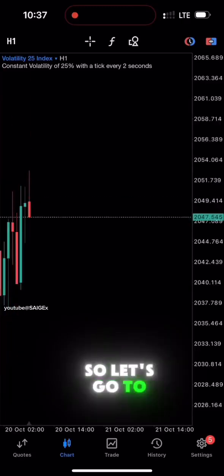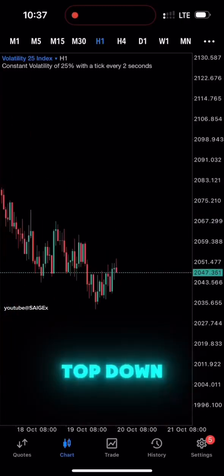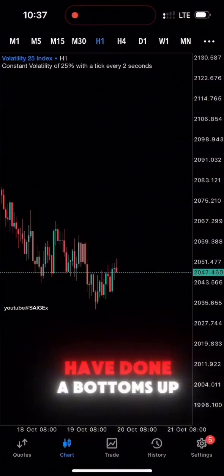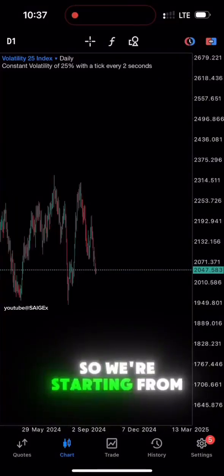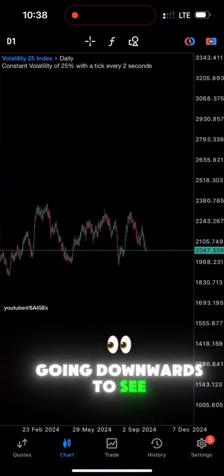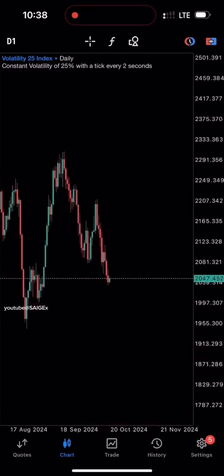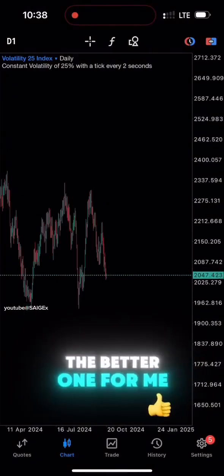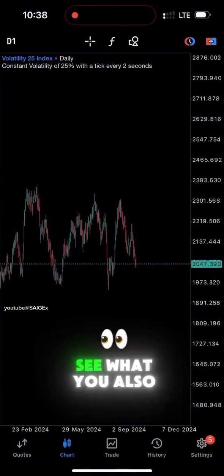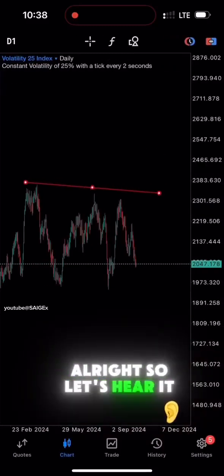So let's go to the V25 here, and we're going to do a top down analysis. We have done a bottoms up, now we're going to do a top down. So we're starting from the top going downwards to see which one is the better, and I want you to comment which is the better one for you. But as for me, the bottoms up is the better one for me. Let's see what you also have in mind, which works for you. All right, so let's hear it.